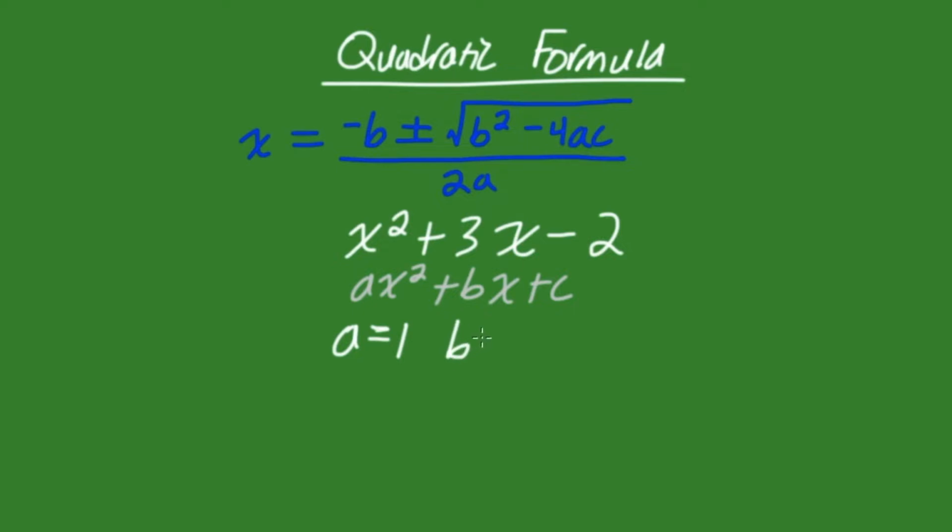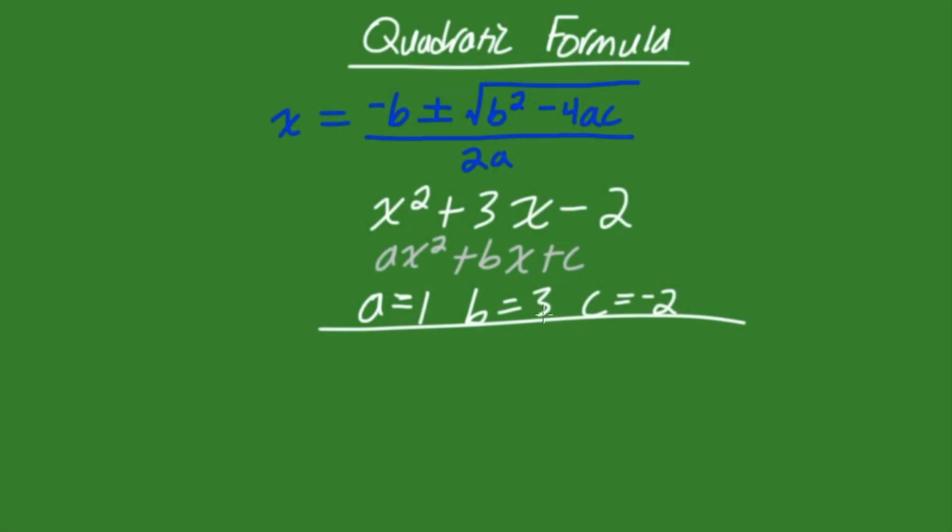For b, b is what's right in front of our x. Right in front of our x, we have 3. So b is equal to 3. And finally, c is the constant at the end. Our c is minus 2. So we have c is equal to minus 2. Now that we have a, b, and c, we can substitute them into our formula to solve for x.